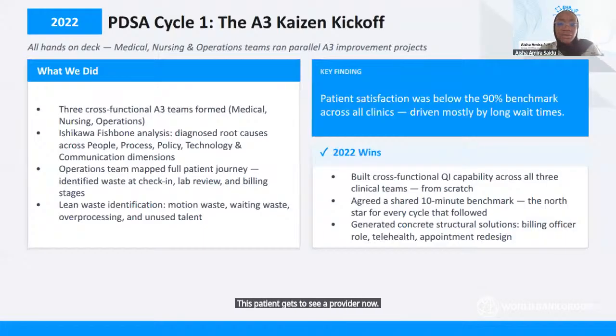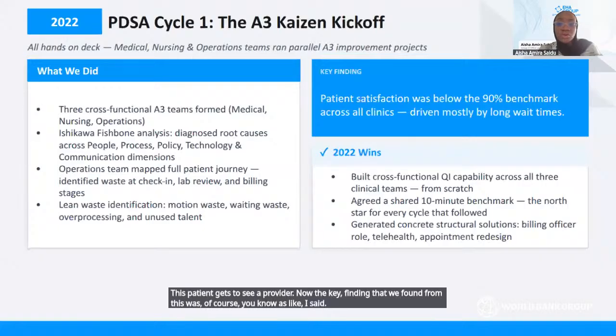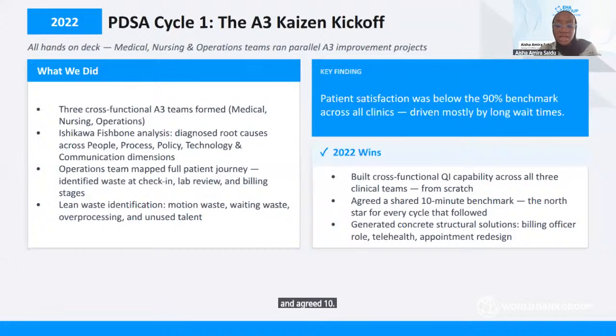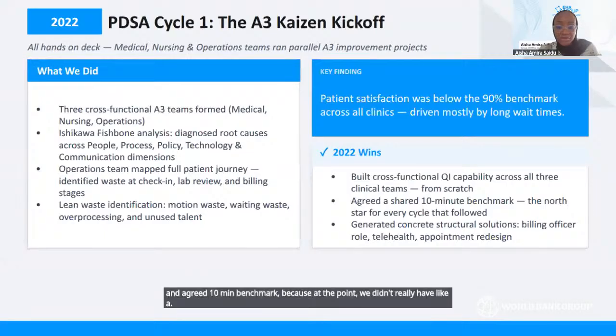Now, the key finding from this was, of course, as I said, our patient satisfaction score was pretty low, and it was really driven by our long wait times. So by the time we were done with this improvement project, our 2022 win showed that we were able to have an agreed 10-minute benchmark, because at that point we didn't really have a benchmark as to what we wanted to set for ourselves.